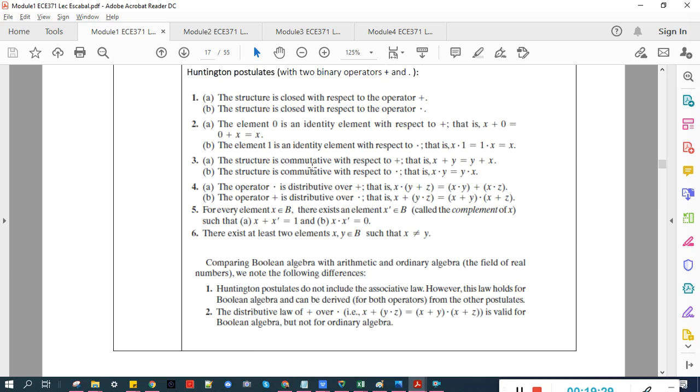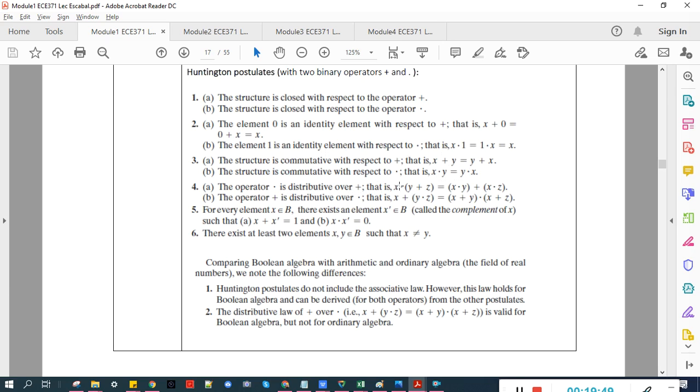The structure is commutative with respect to OR, that is x or y is equal to y or x. Also x and y is equal to y and x. So we're changing the order, but they give the same output.